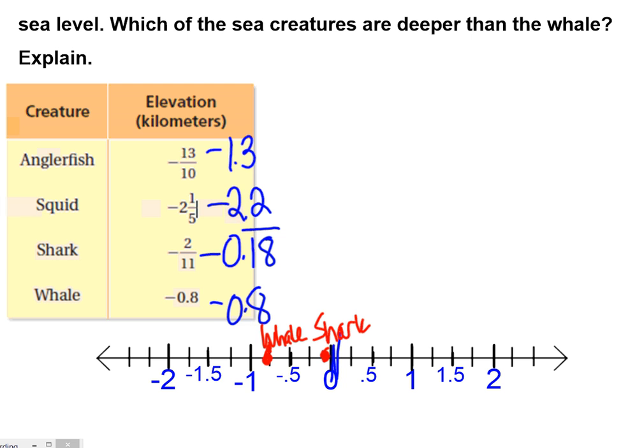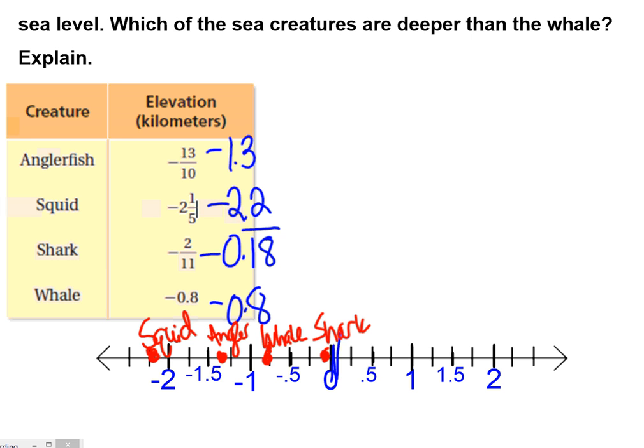So the shark is actually closer to sea level. It's not deeper. We want to see what animals are deeper than the whale. Now look at the squid. The squid lives at negative 2.2. So 2.25 is here, so this is going to be the squid at negative 2.2. And then the anglerfish is at negative 1.3, which is just past 1.25. And I'm just going to call him angler for short.